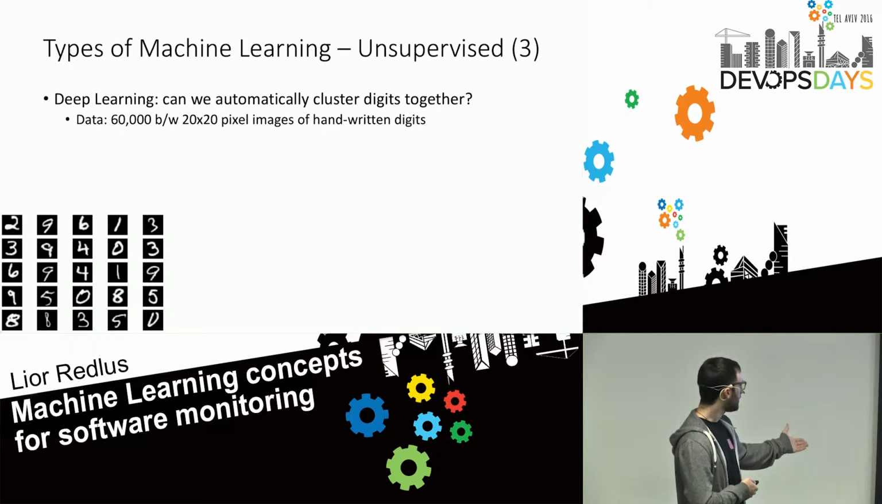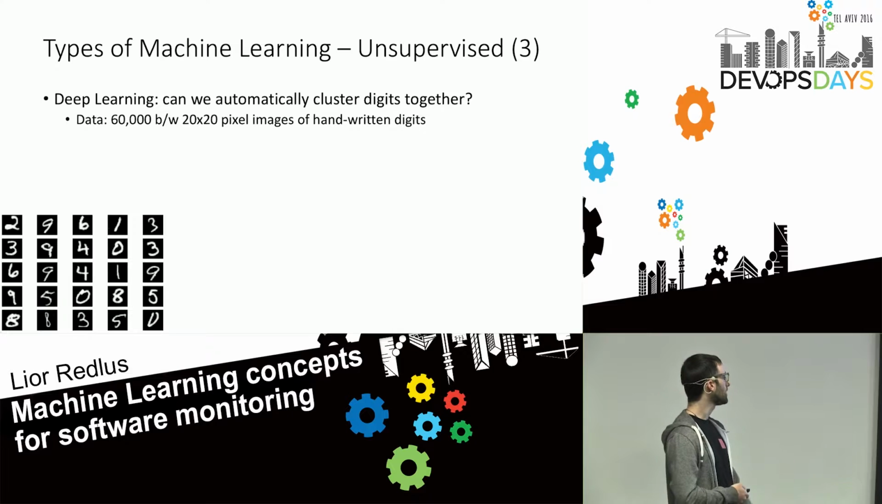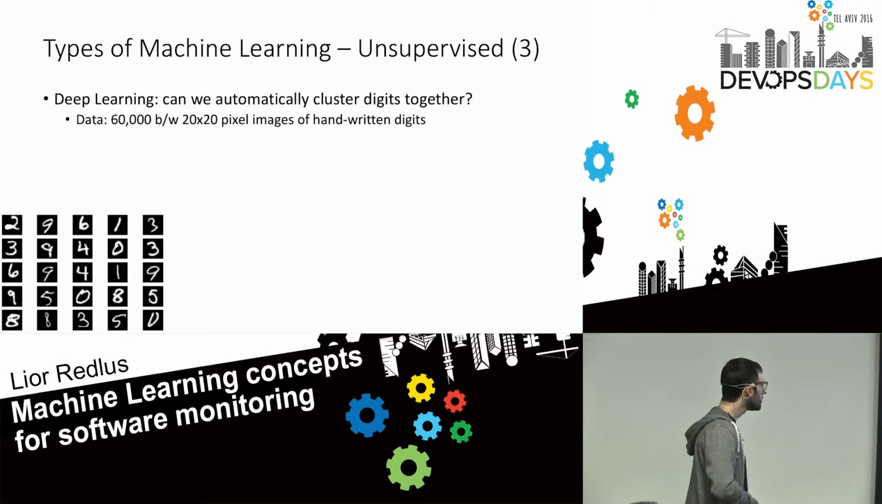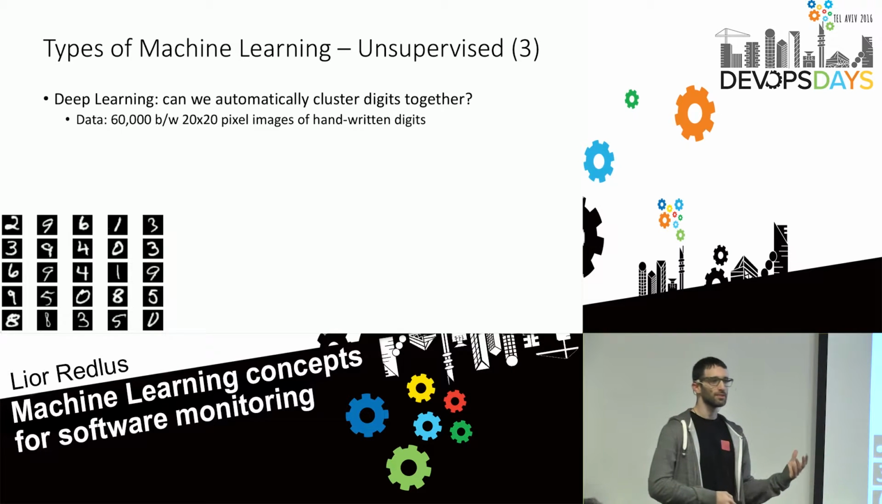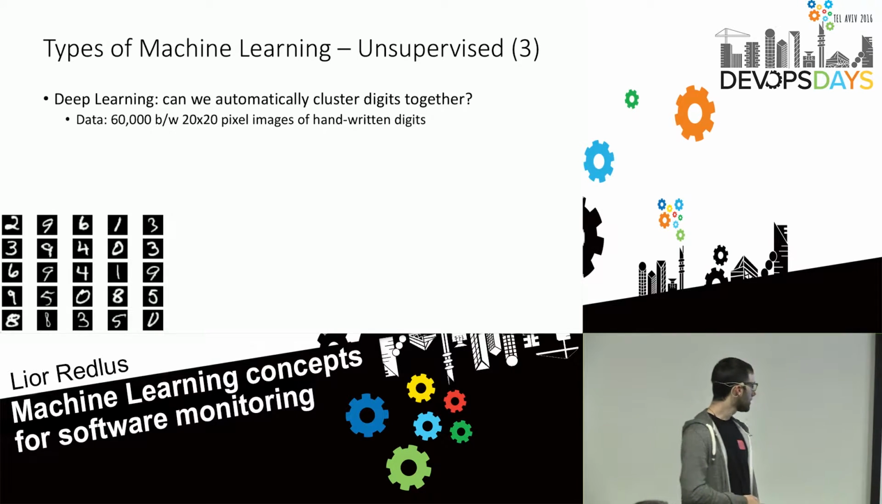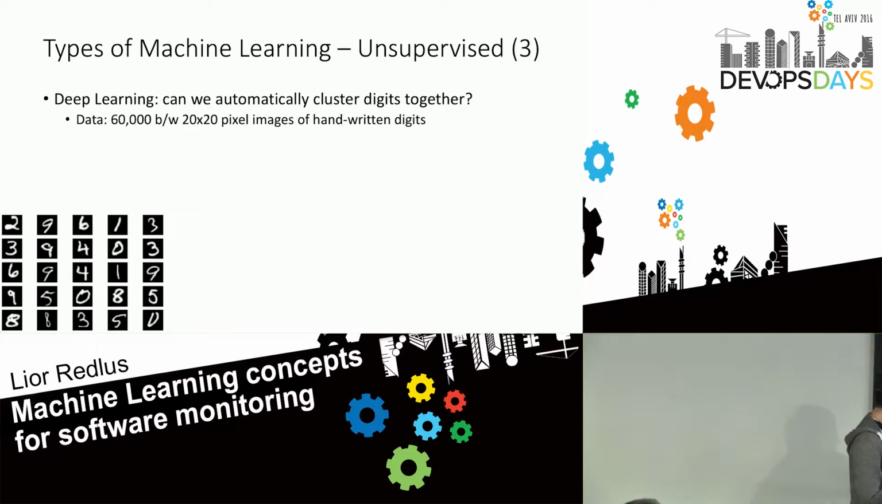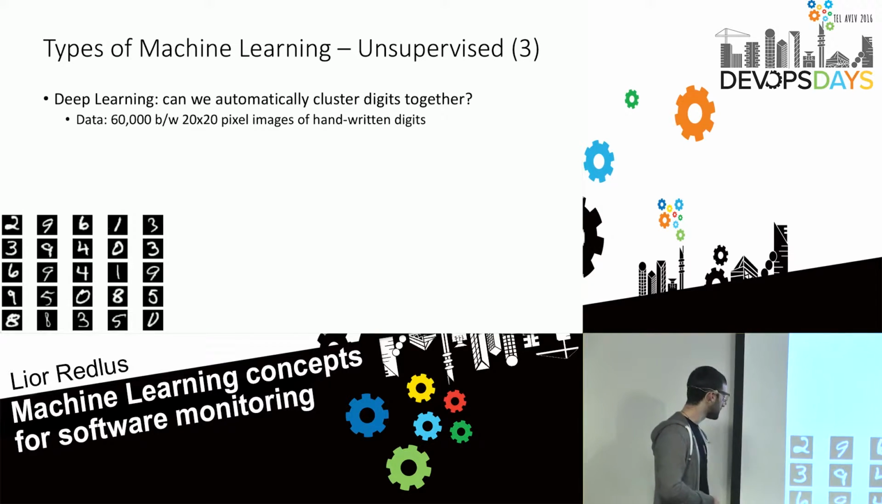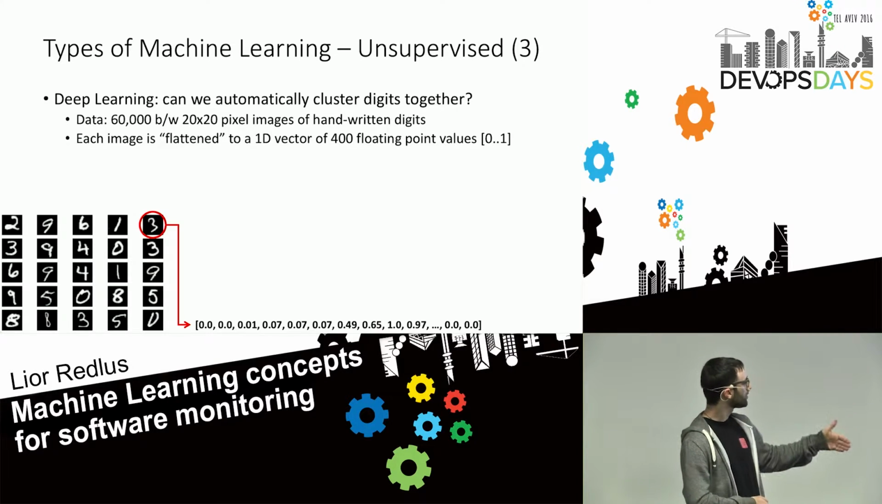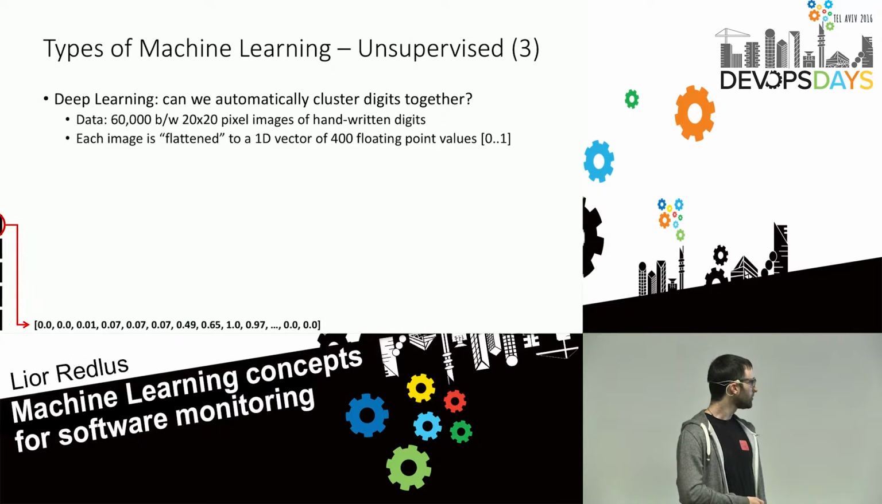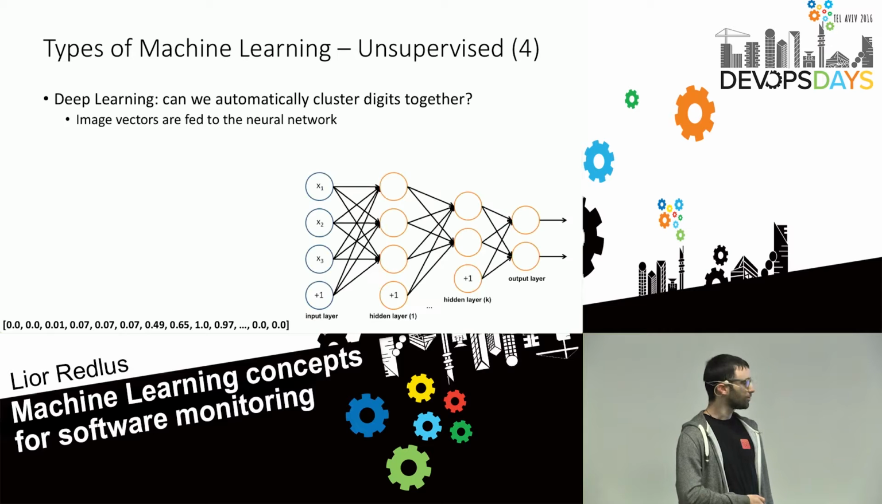The idea is that we have 60,000 black and white 20 by 20 pixel images of handwritten digits, and we want our computer to understand which of these images belongs to which digit. We want it to recognize that these threes, although they are not the same image, should be classified as threes. So each image, which is 20 by 20 pixels, we flatten to a vector of 400 floating point values. We take this vector, and then we can feed it into a neural network.